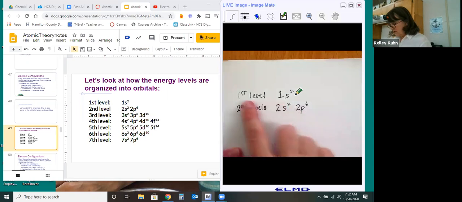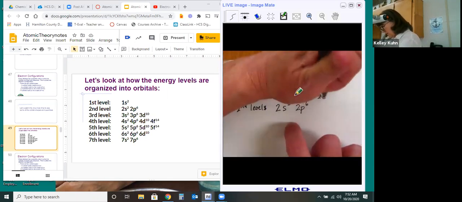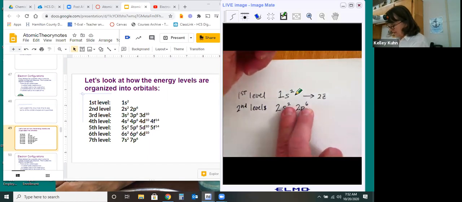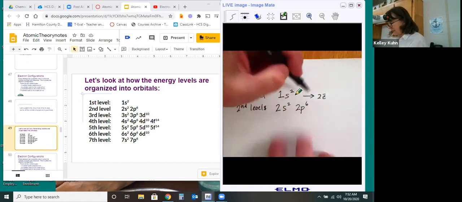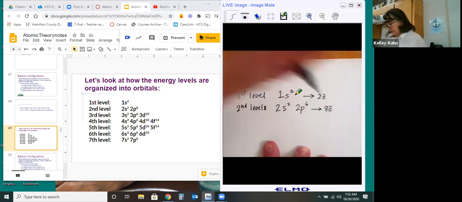So this first energy level can hold up to 2 electrons. That little e with the line over it is an abbreviation for electrons. And how many can the second level hold? 2 plus 6. It can hold up to 8 electrons.